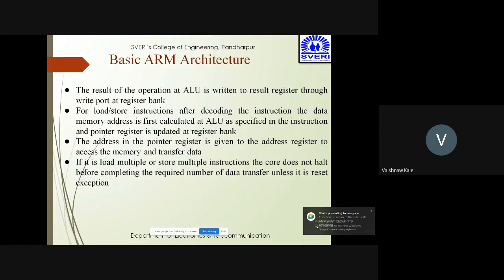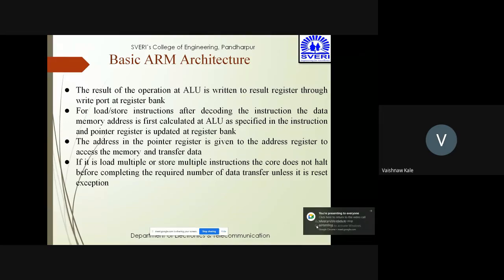For load or store instructions, after decoding the instruction, the data memory address is first calculated at ALU, and as specified in the instruction, the pointer register is updated at the register bank. So the pointer register will go upward. The address in the pointer register is given to the address register to access the memory and transfer the data.